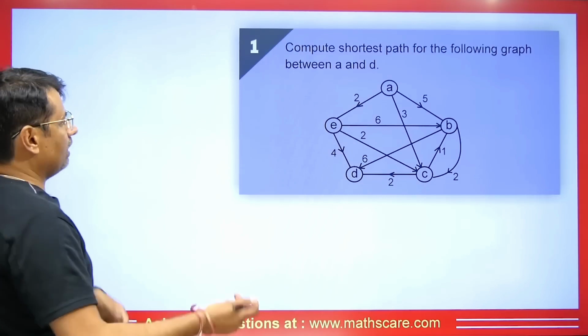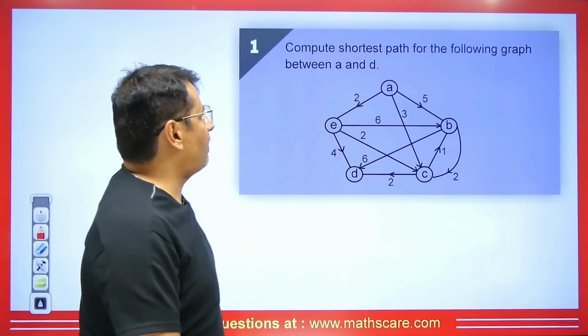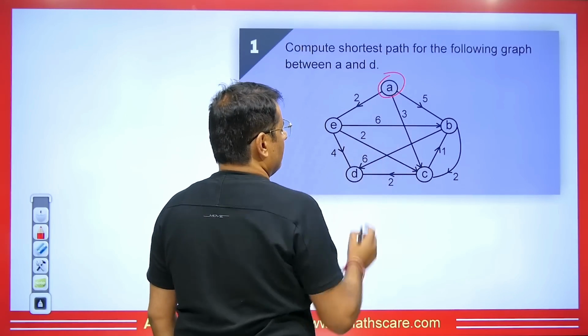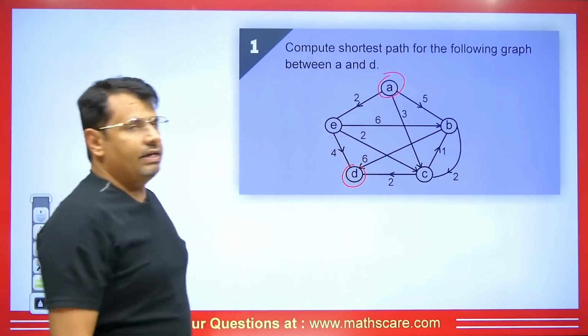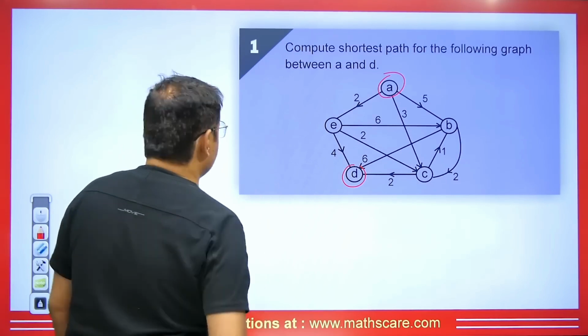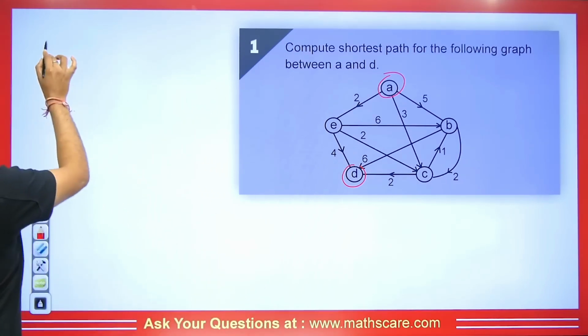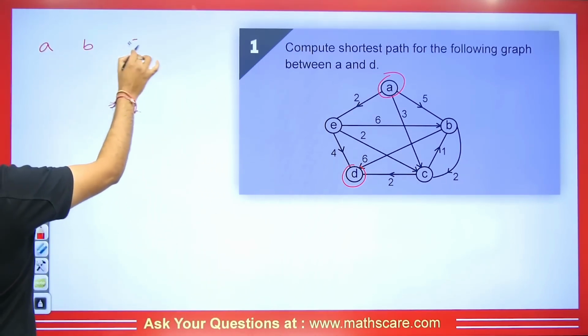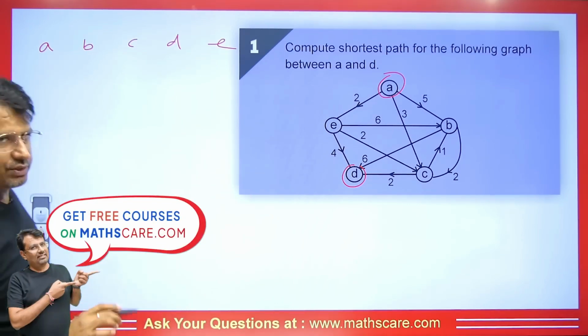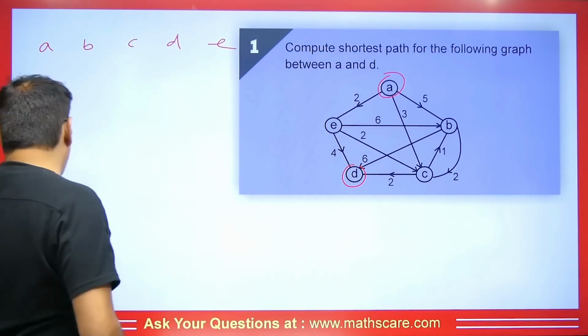Now let's see another question. Compute the shortest path for the following graph between A and D. So here is A, students, here is D. Now according to the question, you have to find the shortest path between A and D. You don't have to do anything. Whenever such a question comes, just write down all the vertices A, B, C, D, E. We have 5 vertices, it is written. Clear?